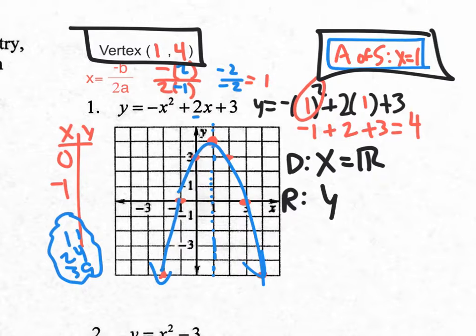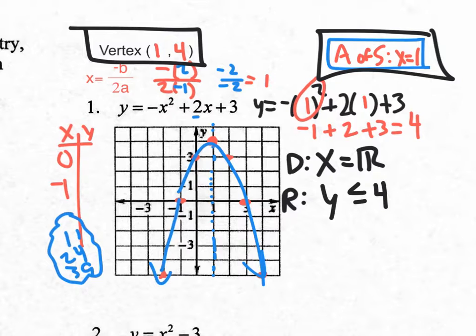Y is less than or equal to 4. Perfect. If you think about it, what's the y value right here? The y value is 0, the y value is 1, the y value is 3. So 0, 1, 2, 3, it goes up to 4, the y value 4, then it comes back down, right? So y has to be less than or equal to 4.